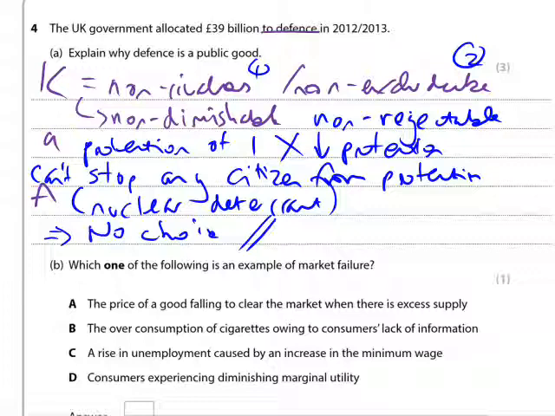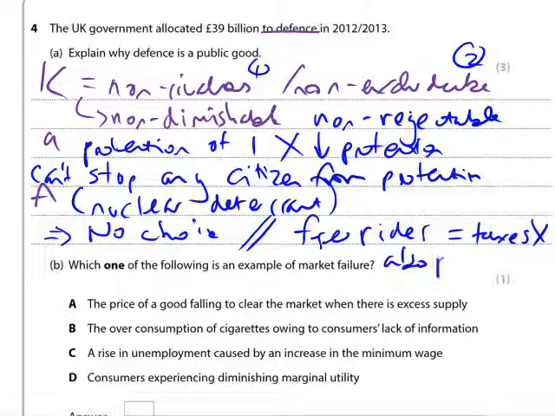Another thing you could apply would be the free rider problem for other marks, if you wanted to, instead of this way. And by that you would say that the people who don't pay taxes are also protected, so they're allowed to free ride on the taxes of others.